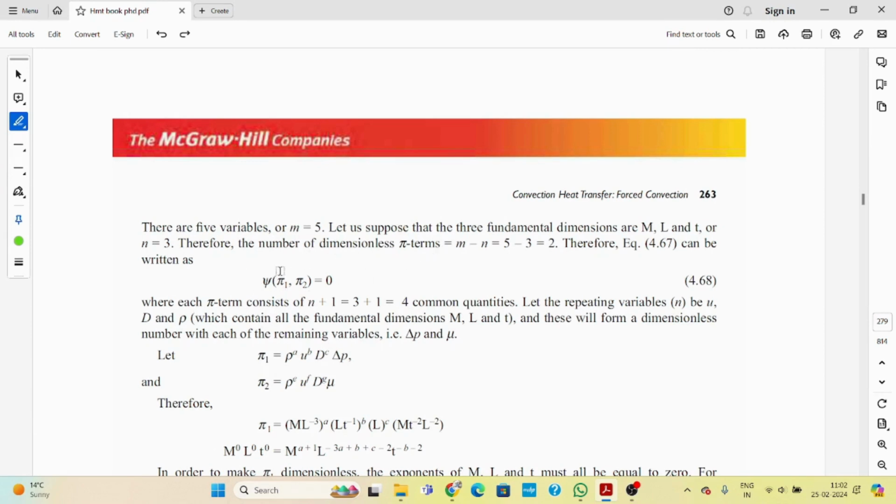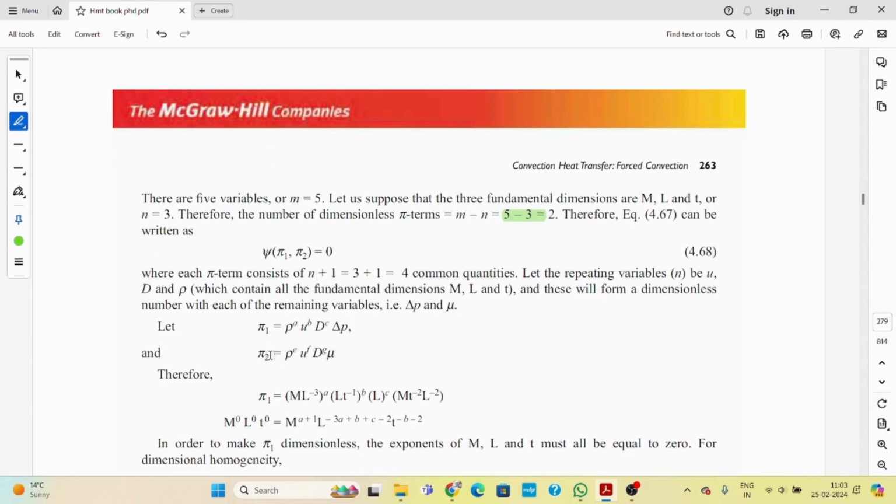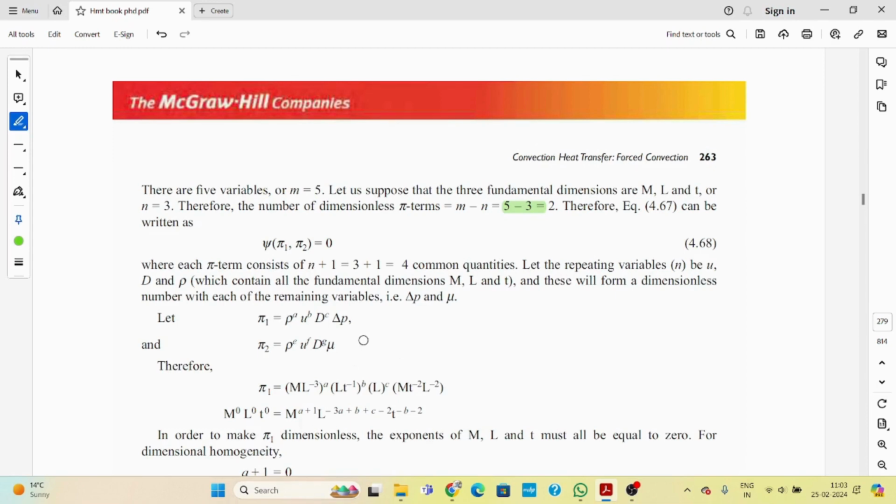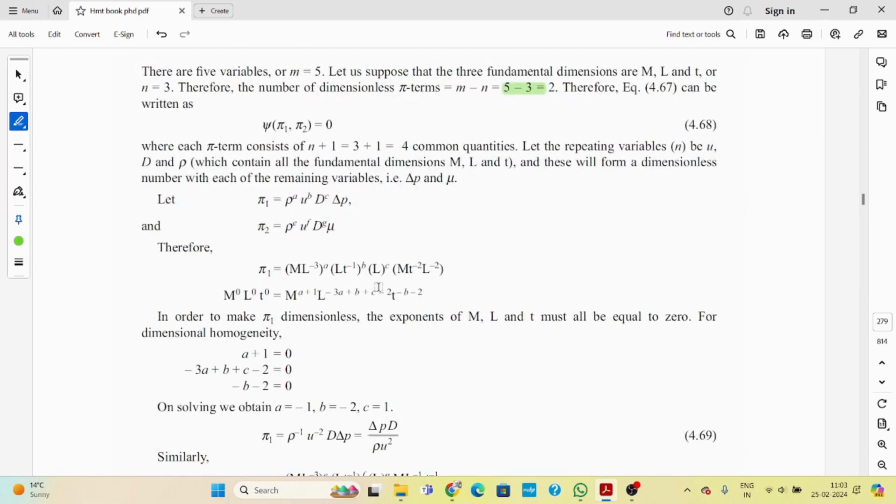Here you can see the number of dimensionless pi terms is n minus m, where m is the fundamental dimension. So 5 minus 3: there are 5 variables and 3 fundamental dimensions. So the pi terms will be 2, pi 1 and pi 2, and according to this you can derive the dimensions, a b c equal to 0.